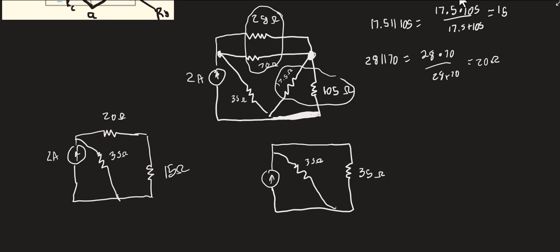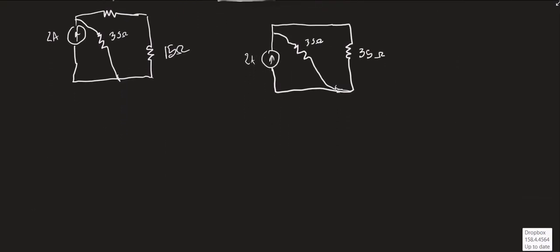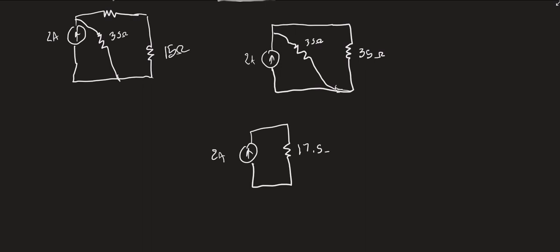And now you can see that these two 35 ohm resistors are in parallel. They're connected at their bottom ends and their top ends, so they are in parallel. And they have identical resistances, so the equivalent resistance will be half, or 17.5 ohms.